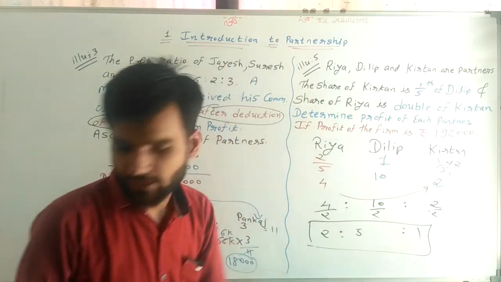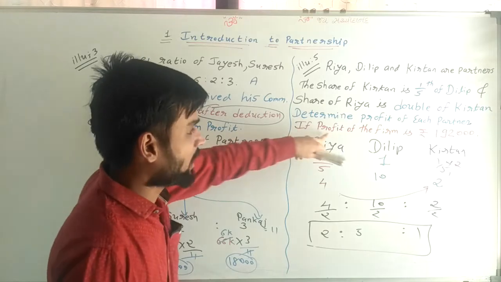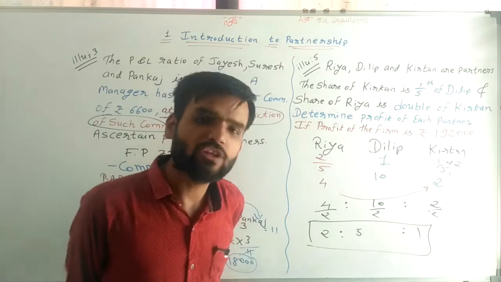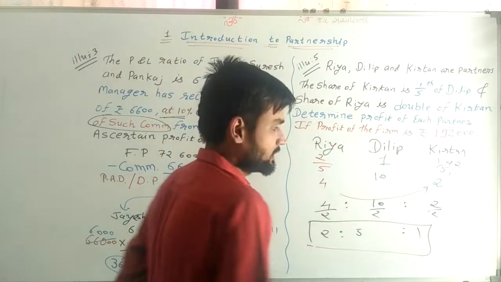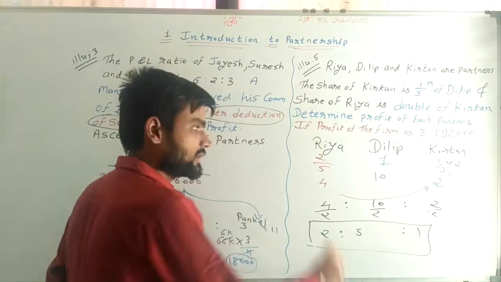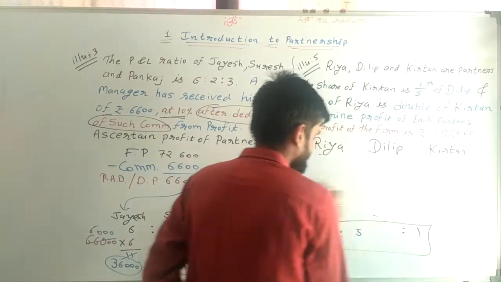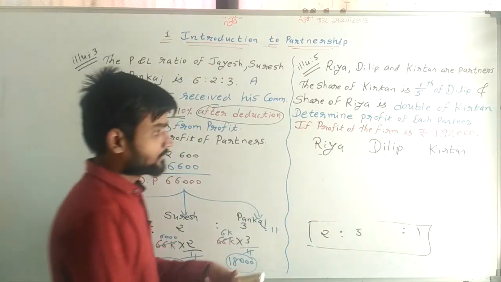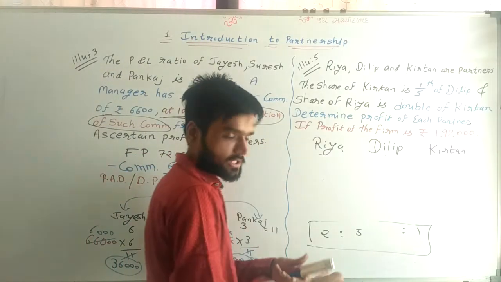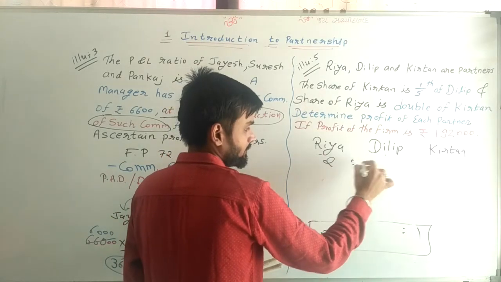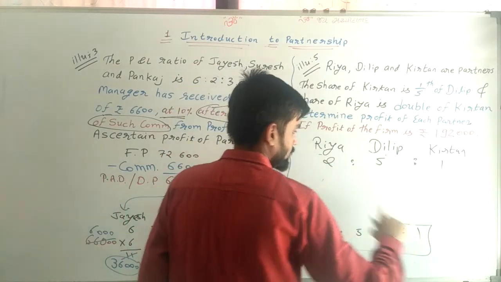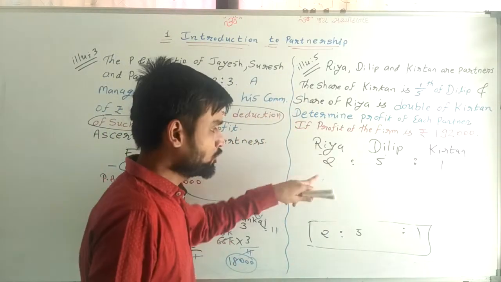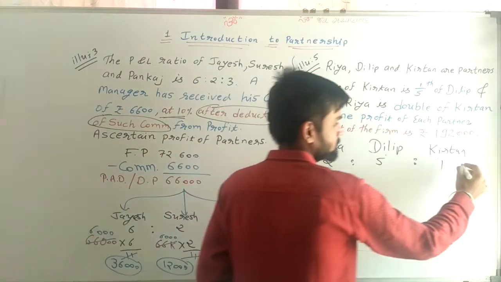Now see here. If profit of the firm is rupees 1,92,000, find the profit of each partner. Determine profit of each partner. So first of all we have calculated the ratio, then we are distributing. Now the simple part starts like this. This 1,92,000 we are distributing in the ratio of 2, 5 and 1. Now again make the total. 2 plus 5, 7, 7 plus 1, 8.